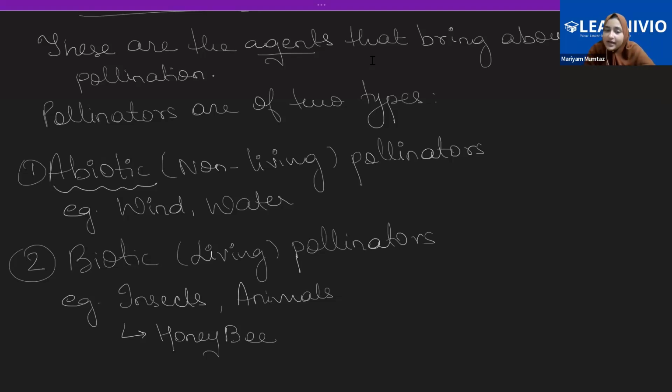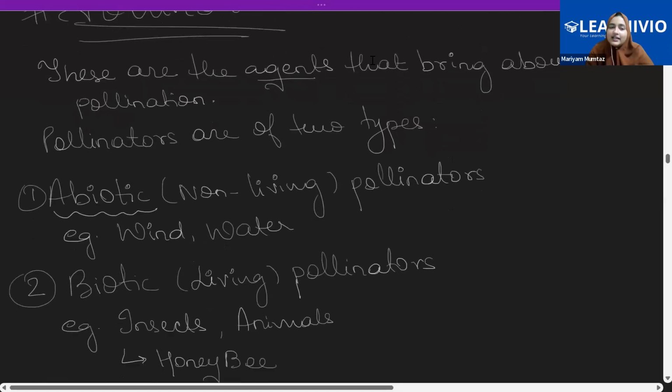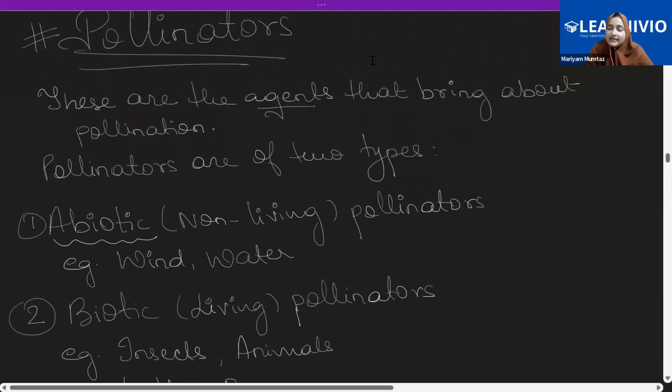In the case of abiotic pollination, meaning when it is done by wind or water, it's like a chance factor. Pollen grains may or may not land on the right type of stigma, because water and wind will not flow according to the plant. But with biotic pollinators, if the insect comes, it will take pollen grains from one plant, move to another plant and then transfer. Is it clear to everyone? Pollinators are the agents that bring about the pollination.